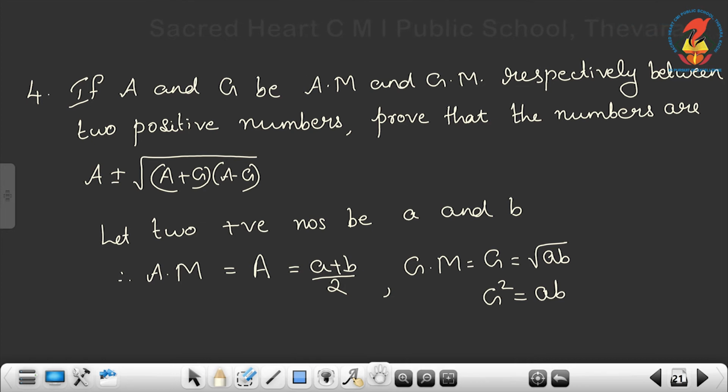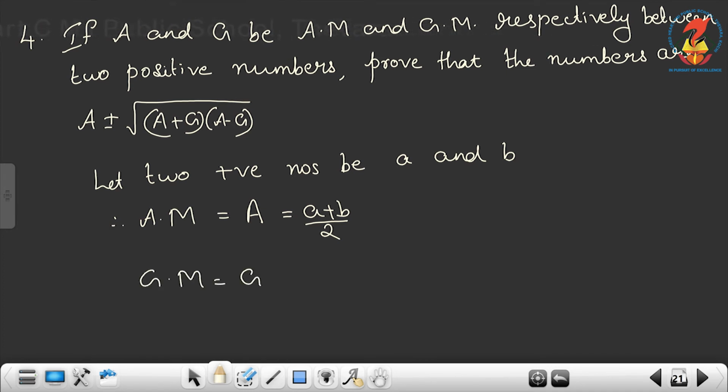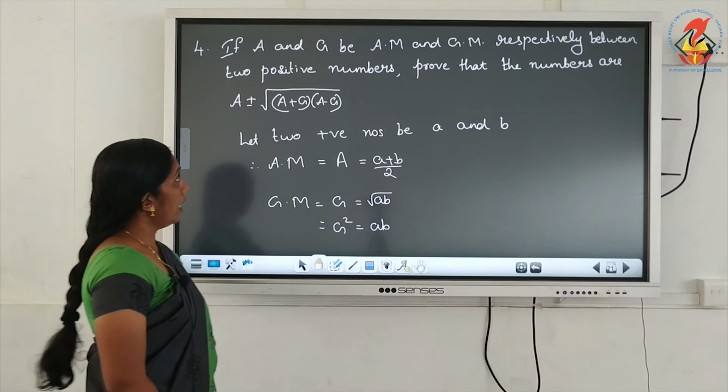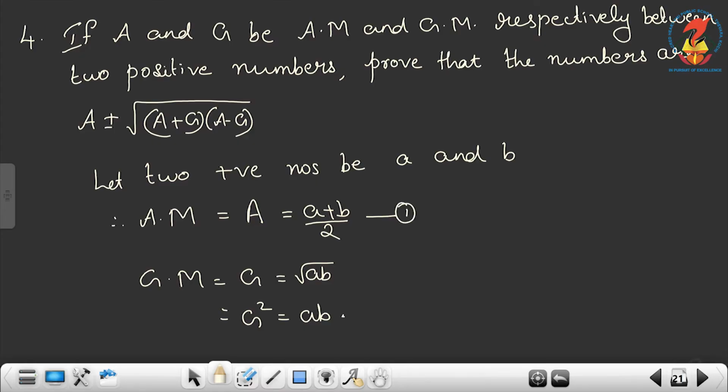So that's the first equation, and the second equation: GM is G is equal to root ab, or G square is ab. And we have to prove the numbers. Which are the numbers? a and b. So from the first equation and second equation, you have to find what a and b are. From the first equation, a plus b is equal to 2A, or b is equal to 2A minus a.